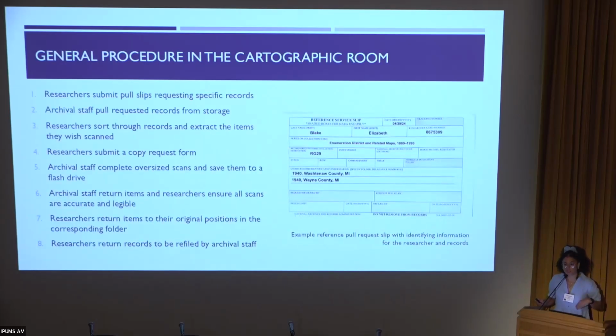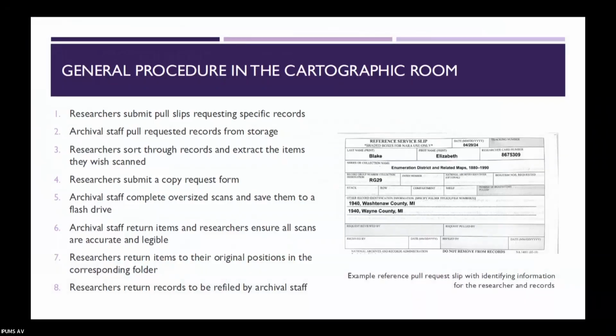The general procedure of the cartographic room specifically at NARA is you submit these poll slips with the request for your specific records using identifiers such as county, and it includes information that can link you back to the researcher. Archival staff are the ones who go back and pull those records for you. You're not allowed to go back there. The researcher themselves sorts through and pulls out what they would like copied or scanned, or sometimes people were just taking pictures of it, but in our case, we needed high quality scans.